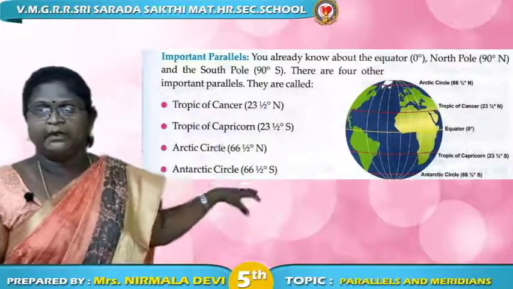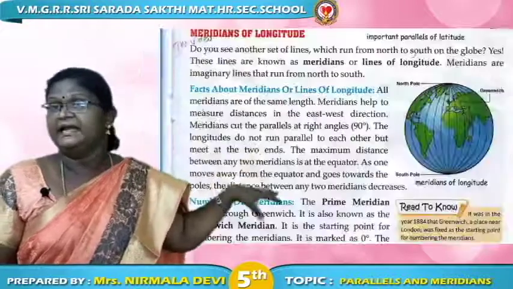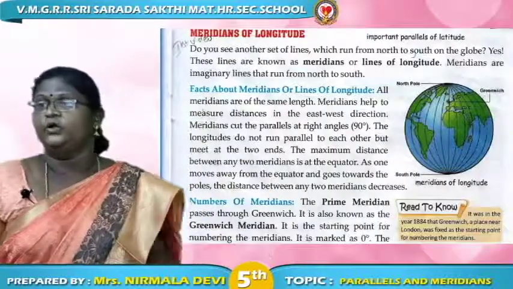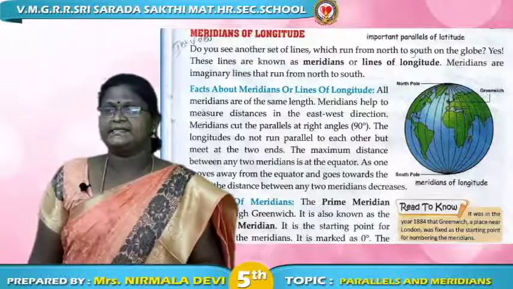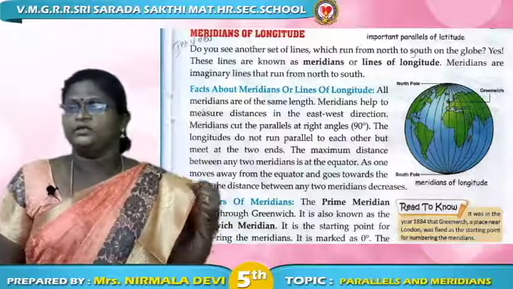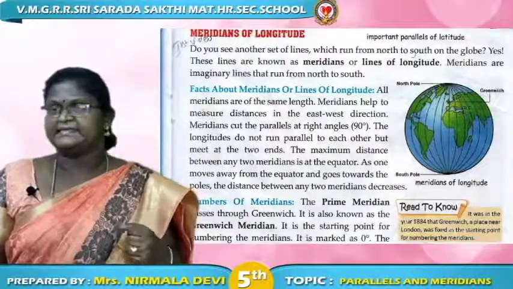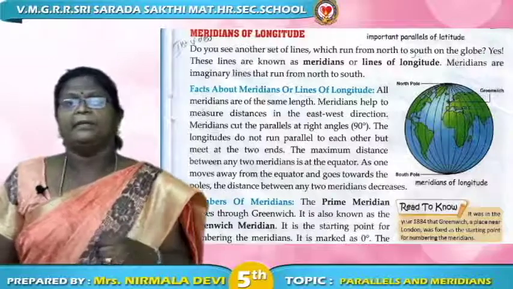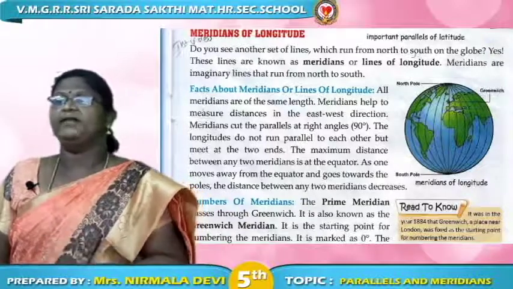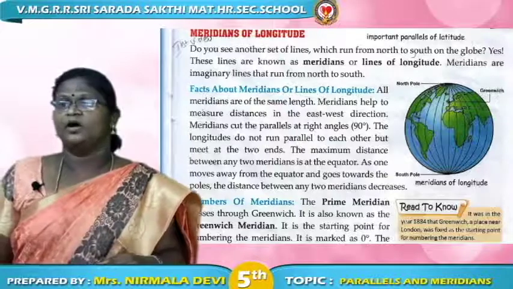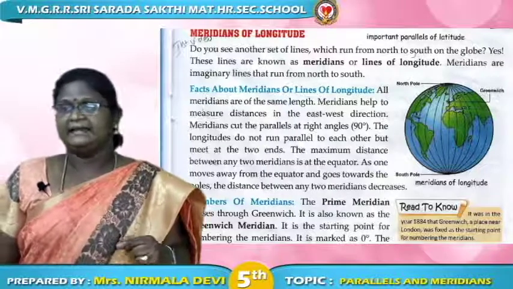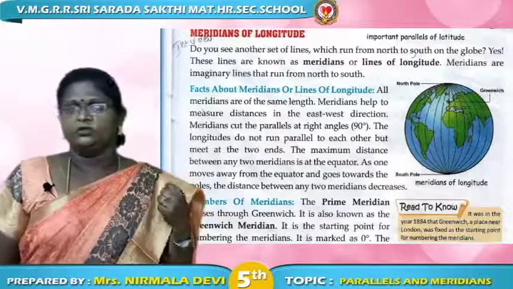Okay, with this we come to the end of latitudes, and now meridians of longitude. Do you see another set of lines which run from north to south on the globe? Yes, these lines are known as meridians or lines of longitude. Meridians are imaginary lines that run from north to south.